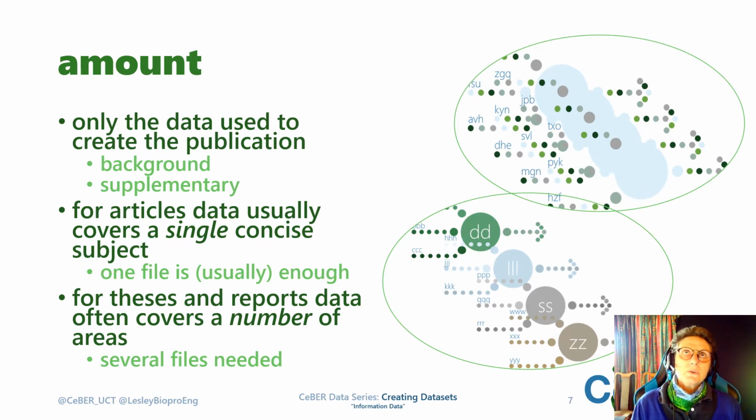And so when we think about the amounts for articles, the article is always on a single concise subject, and often one file will be enough, one file containing all the different aspects of your dataset. But for things like theses and reports, obviously those publications cover a much broader range of research, and so frequently, probably always, you need several files, often quite a number, but they can all go into a single dataset and into a single item. But you do need to think about your data.